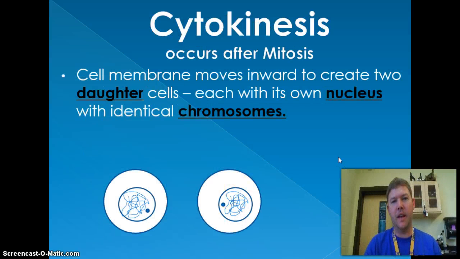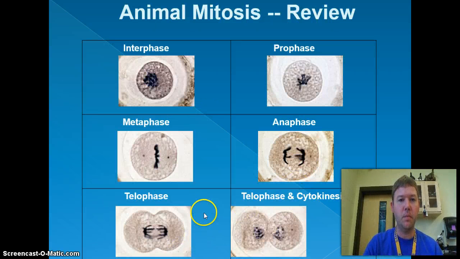Now that leads us to cytokinesis, which is after mitosis. It is when the actual cell membrane moves inwards, right in here, and kind of pops off and creates two daughter cells, two new cells, each with their own nucleus, each with identical chromosomes. They are identical. This is cytokinesis, the very end when the parts are completely separated. All right, and we can see that right here.